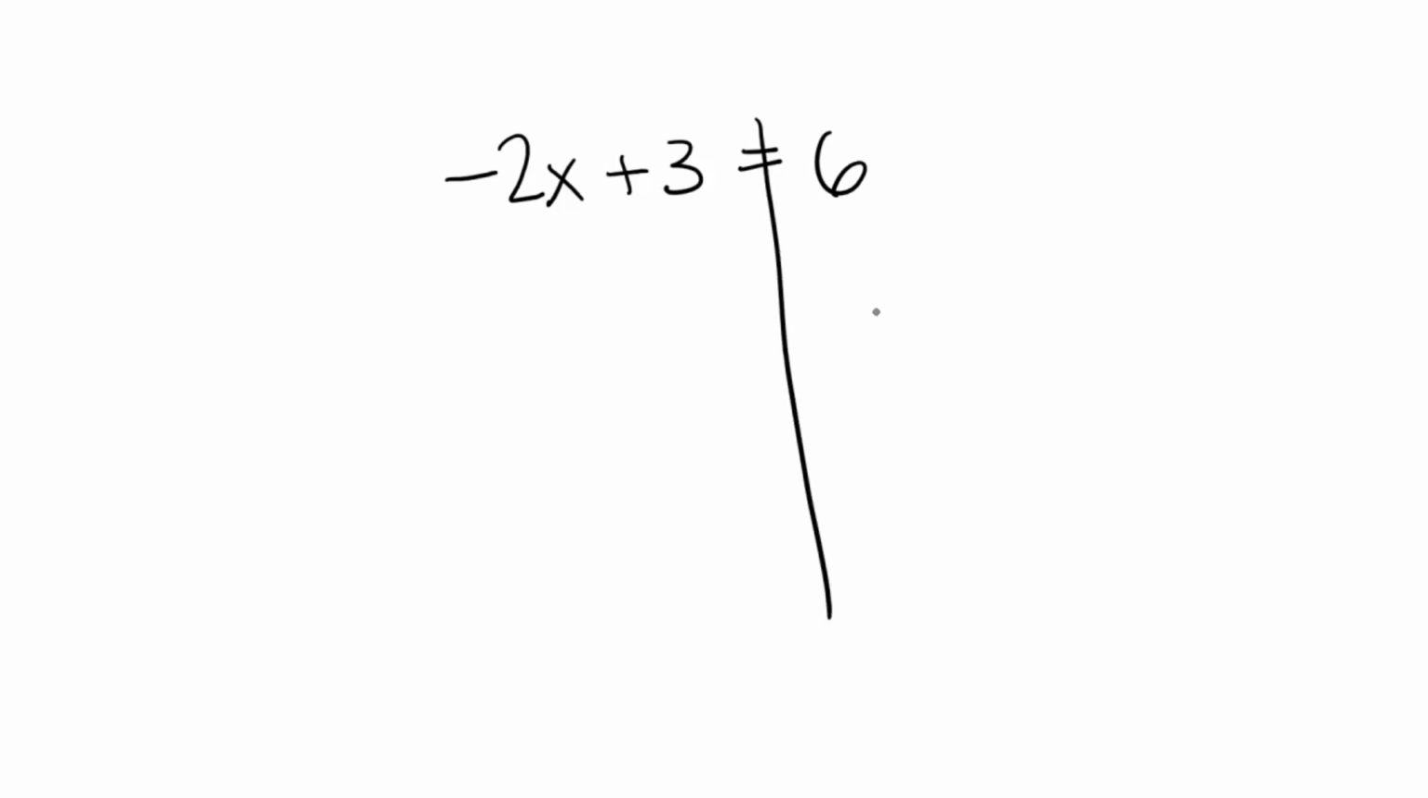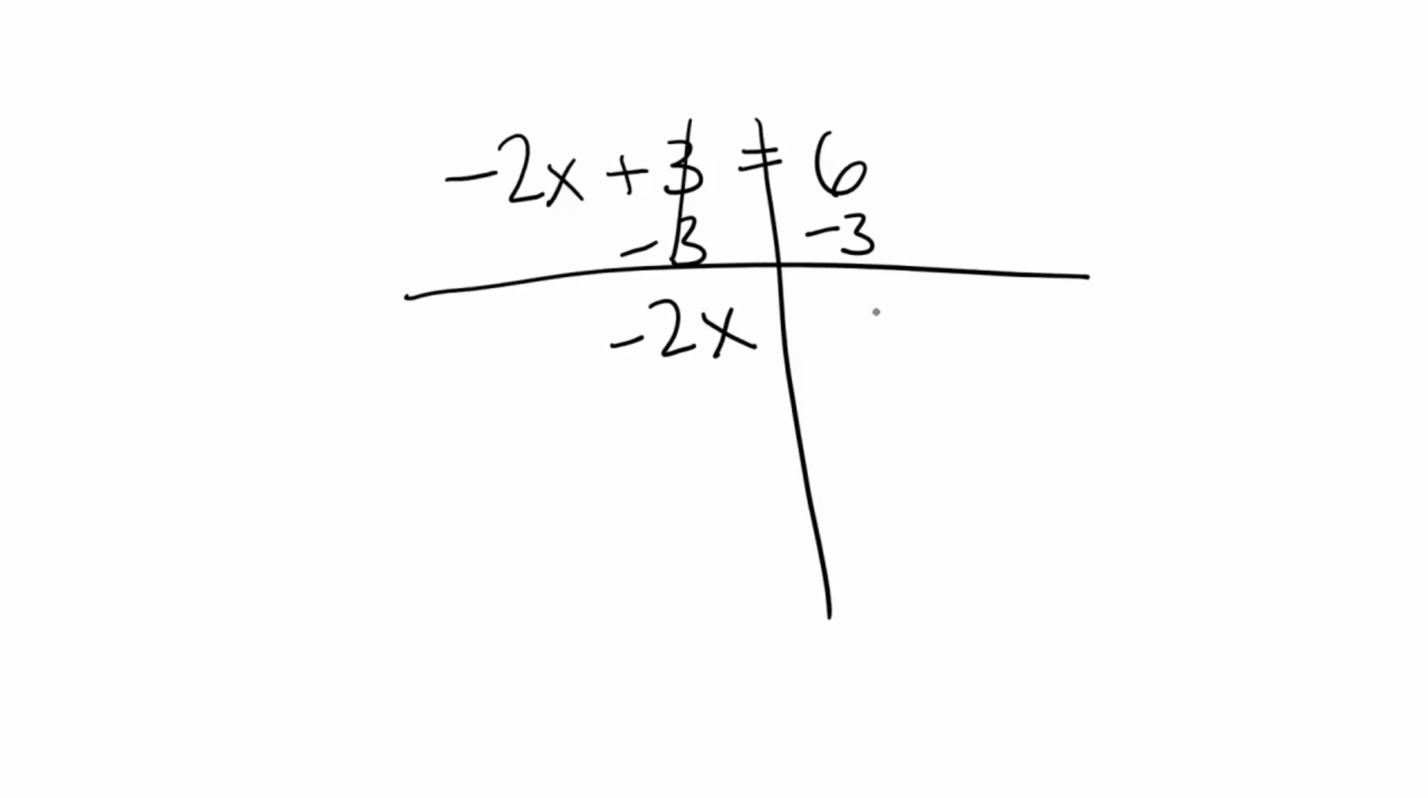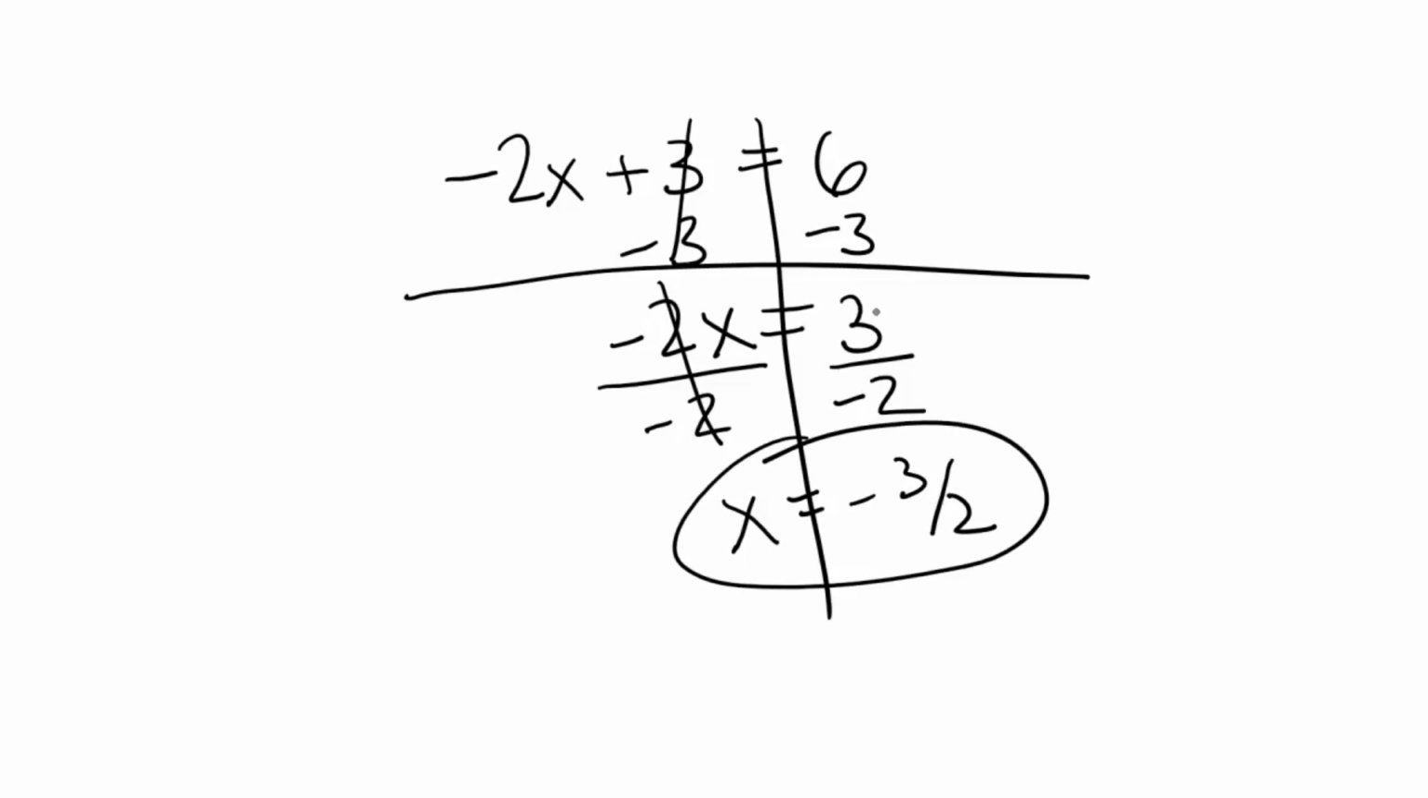For example, I'm just going to solve an equation first. Let's say I have negative 2x plus 3 equals 6. I'm going to solve this really quickly. We would subtract 3 on both sides. I'm going to bring down the negative 2x. Those 3's cancel out, equals 6 minus 3 is 3. And then I would divide by negative 2 on both sides. So x equals, I'll just keep it like a fraction, negative 3/2. That's just solving an equation with an equal sign.